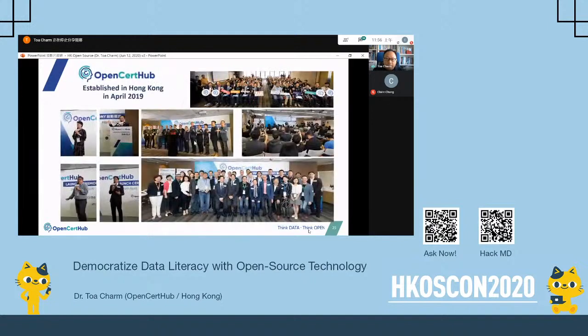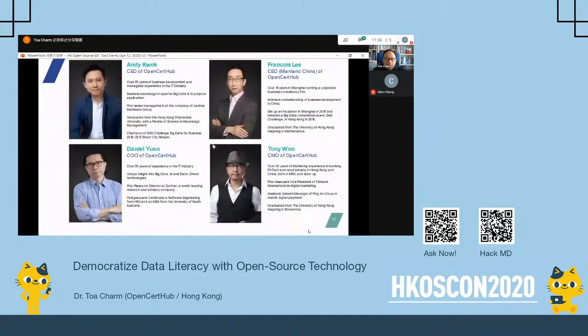So that's why we set up our company, OpenCertHub, last year in April. You can look at all these opening ceremony photos with support from government, different associations, customers, and partners. Charles, whom you just saw walk in the morning, was also at our opening ceremony to support us. So definitely, we have set up a very strong team.